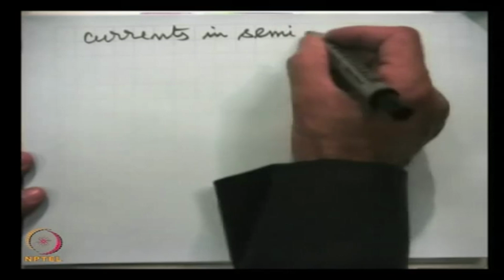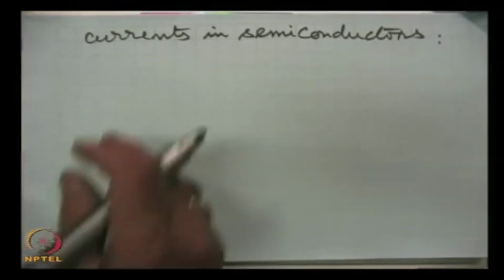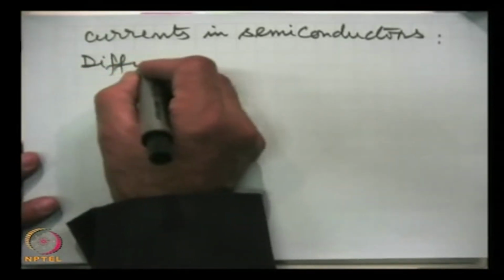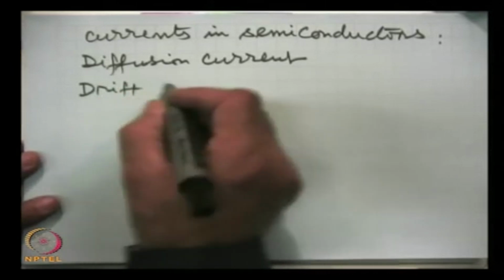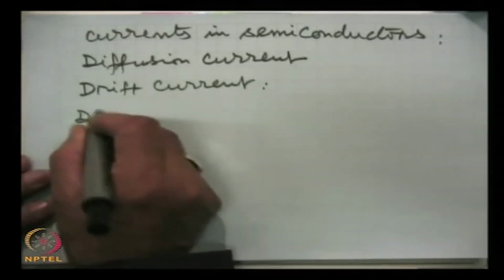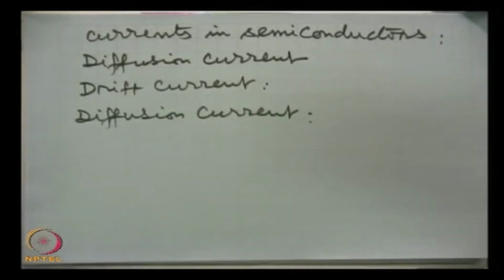Now, we talk about the currents in semiconductor. There are two components of current in semiconductors. These are diffusion current and drift current. First, we talk about the diffusion current. Diffusion current arises as a result of carrier density variation.